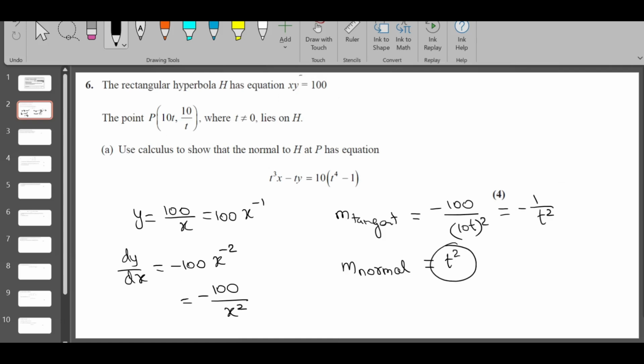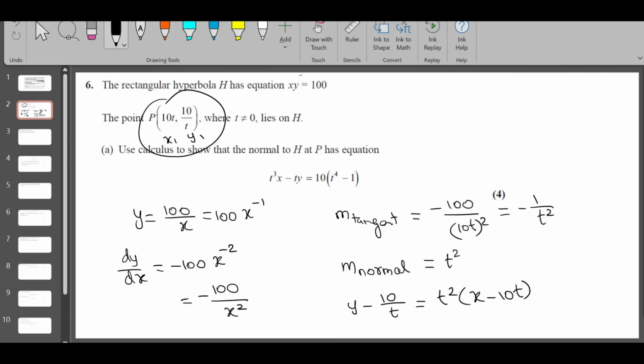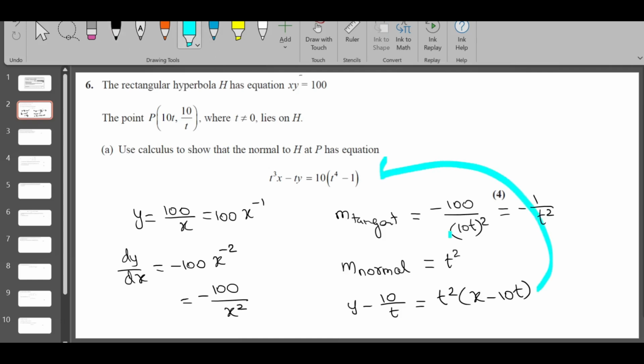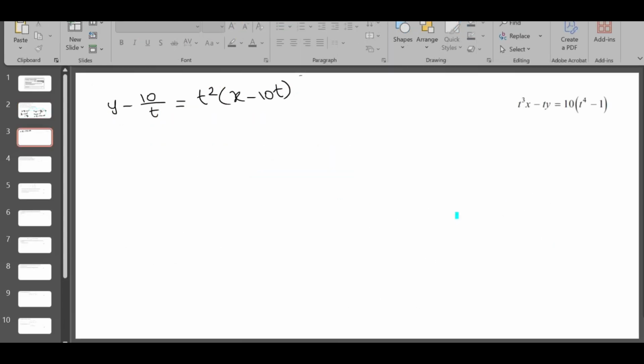So we have a slope, we have a point. Take the point as x1, y1. So the equation is y minus y1 is equal to slope times x minus x1. That's the equation. Now they want us to write the equation in this format. Okay, here copied the equation here.